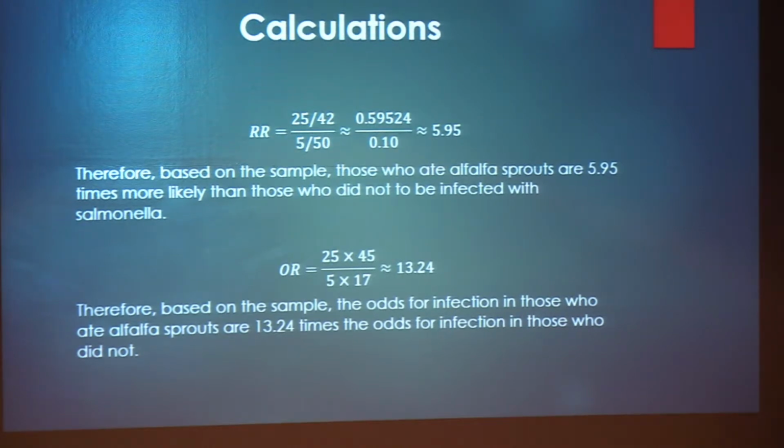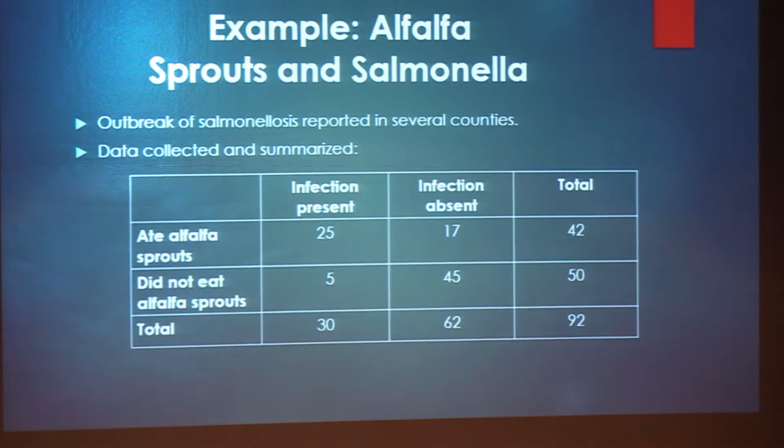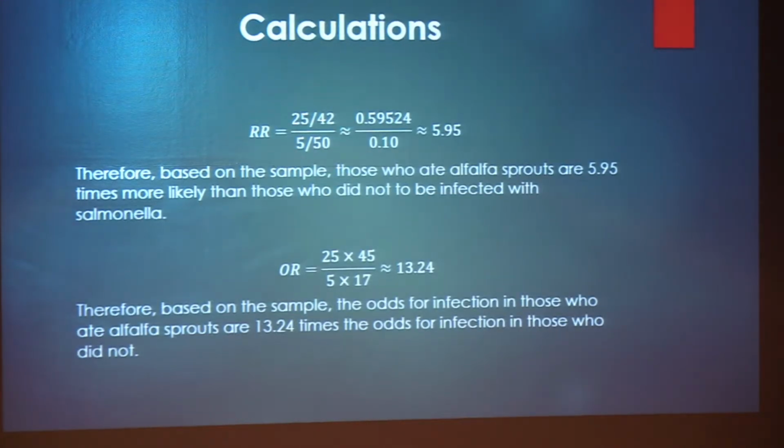The odds ratio is a little bit different. Remember, you were supposed to cross-multiply 25 times 45 divided by 5 times 17. It's just a cross-multiplication in that table. And we get about 13.24. Therefore, based on the sample, now I'm comparing two odds. The odds for infection in those who consumed alfalfa sprouts is 13.24 times the odds for infection in those who did not.